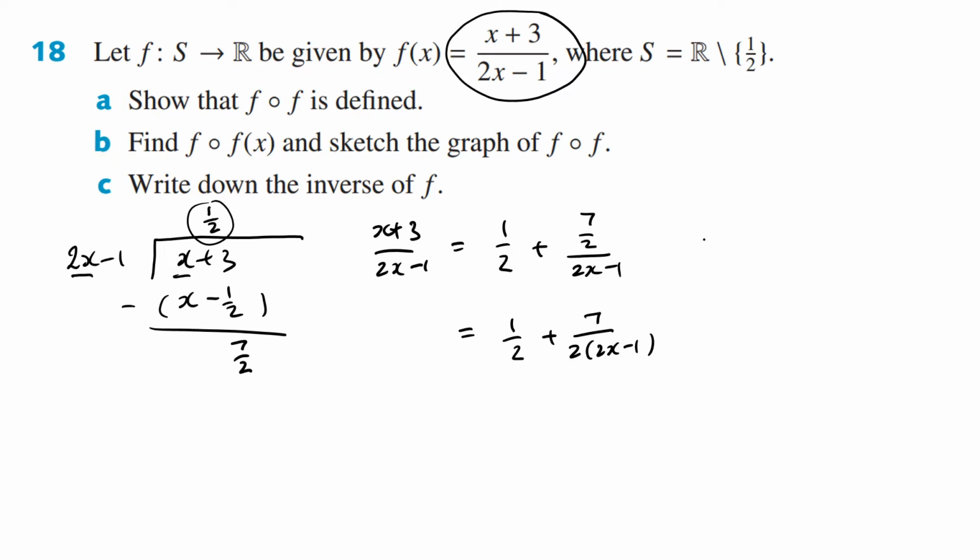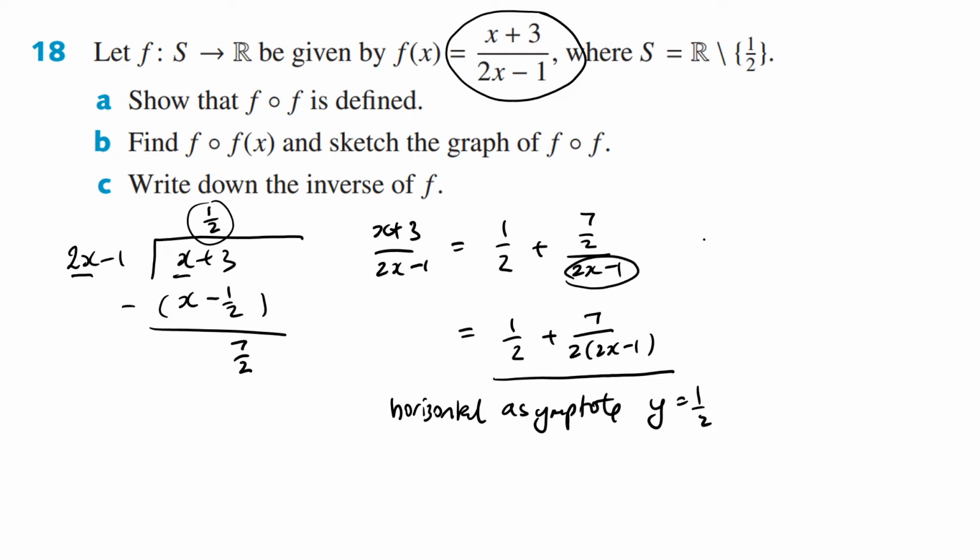So, since it looks like it's a hyperbola, which it definitely is, that means our horizontal asymptote is going to be y is equal to a half. Meanwhile, we already knew from our denominator that our vertical asymptote was going to be x equals a half.